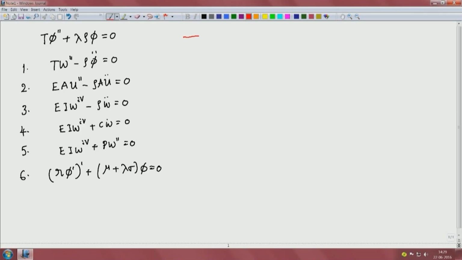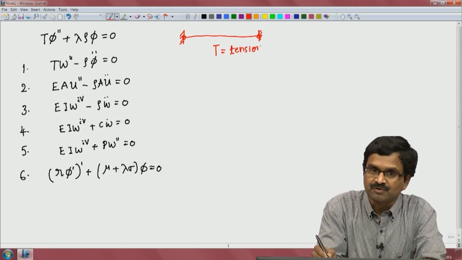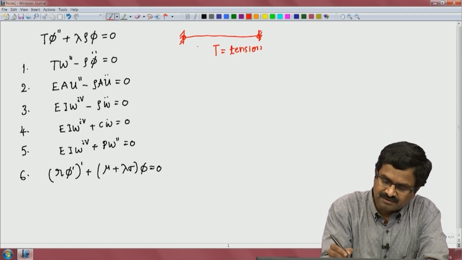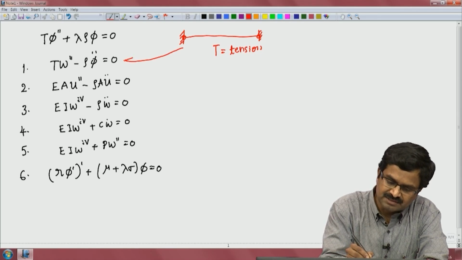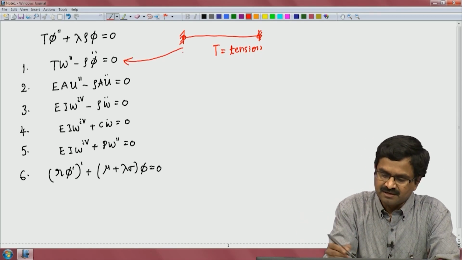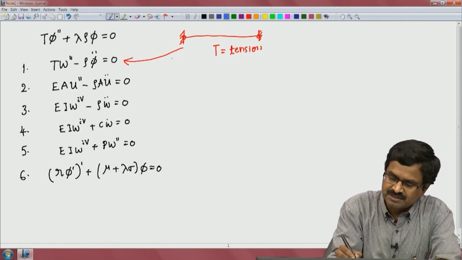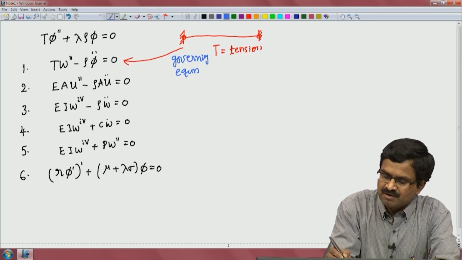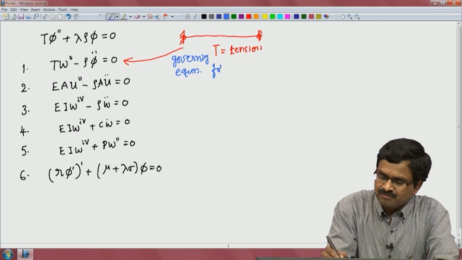So, if I were to draw a string which is fixed at both ends, it can be pinned also. There is tension T in it, that is what we consider, and the governing equation for that was this. That is the governing equation for free vibration.